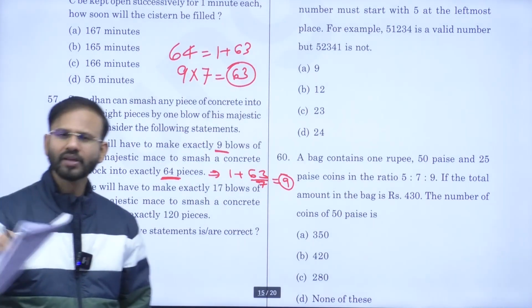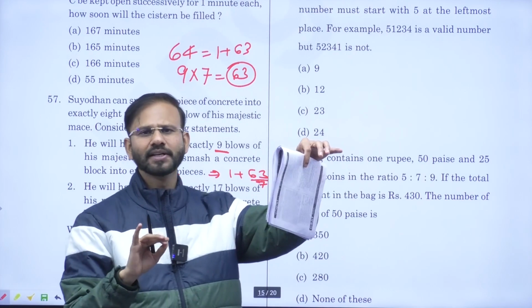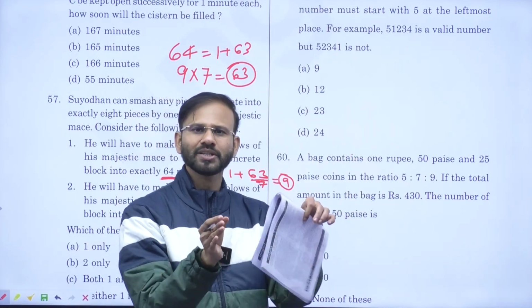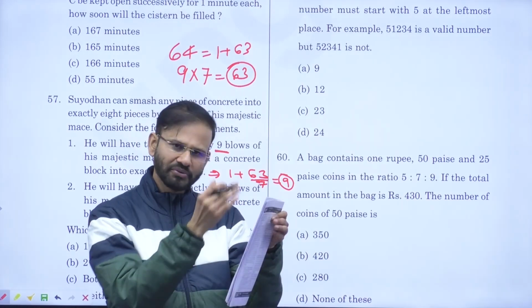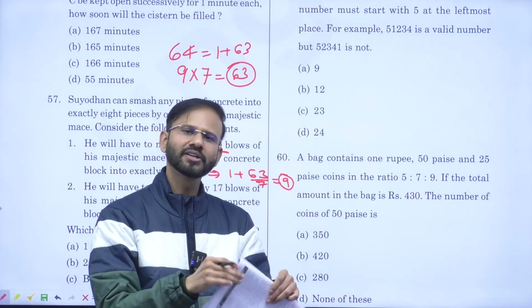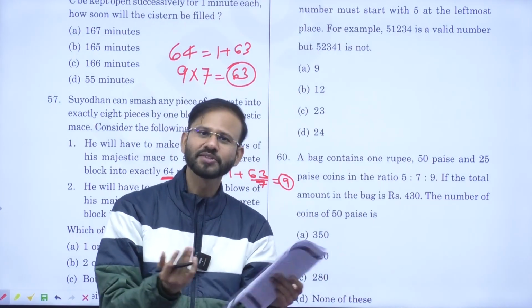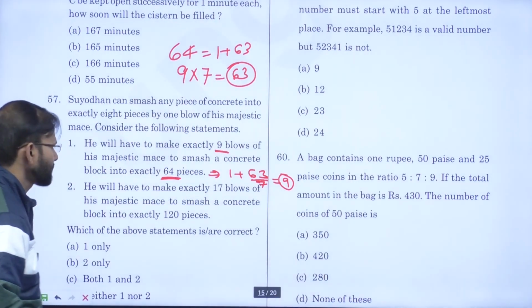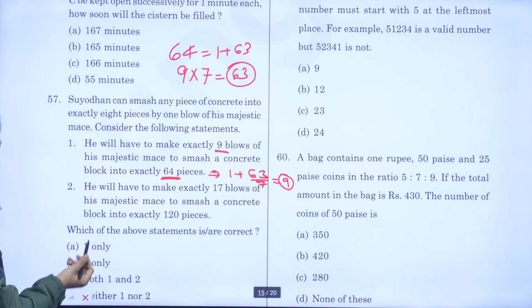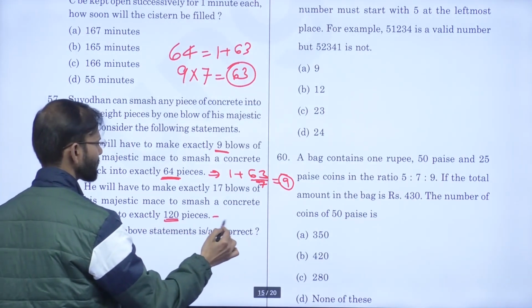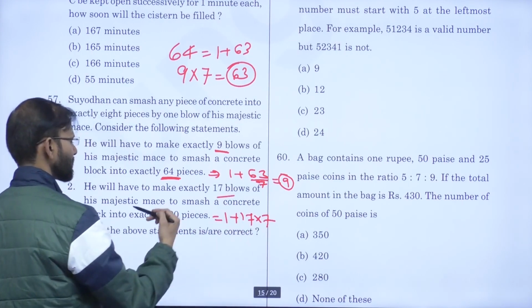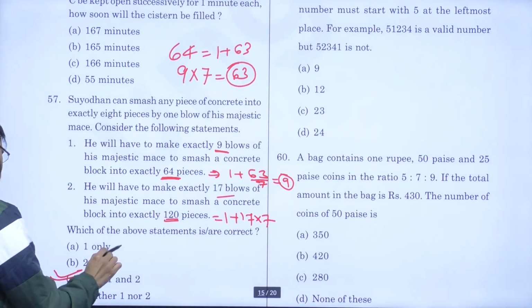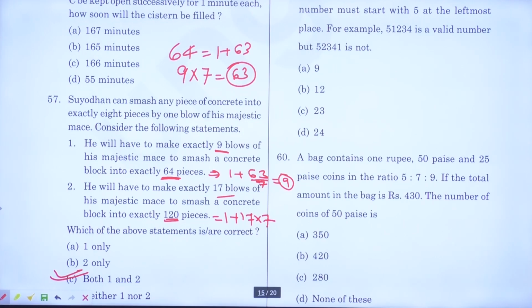Suppose that if you just tear it once, it will give you 2 pieces. Clear? If you tear it twice, it will give you 3 pieces. If you tear it thrice, it will give you 4 pieces. Just think about it. Okay, so it is correct. And 120, so 120 is what? 1 plus 17 into 7. So 17 blows. Yeah, correct. Both of them are correct. Everybody fine now? Okay. All right.